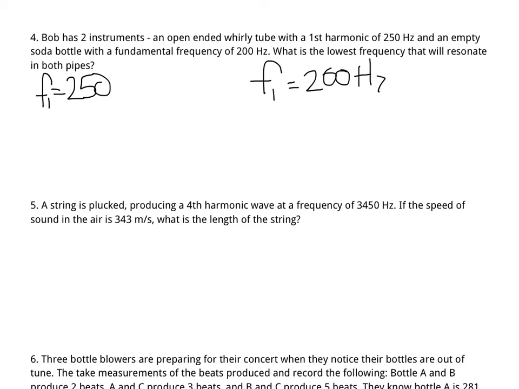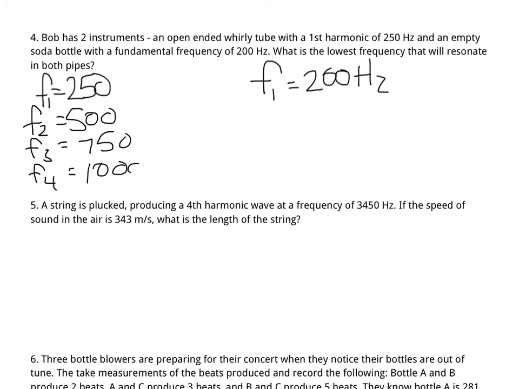And you are asked to find the lowest frequency that is a common harmonic to both pipes. With open-ended pipes, it's fairly simple. As you increase the value of n in the equation, you are really just increasing by multiples of the fundamental frequency. So if we have 250 to start with, the second harmonic is going to be 500, the third is going to be 750, the fourth is going to be 1000, and so on, adding 250 each time. That's for the open pipe.